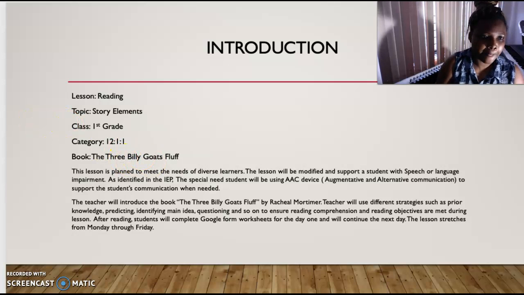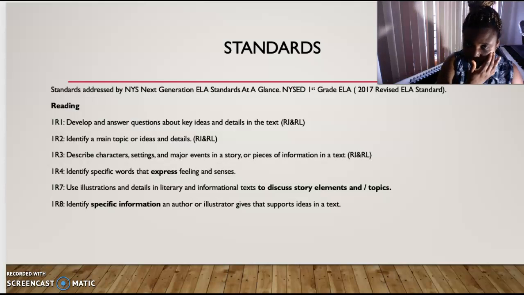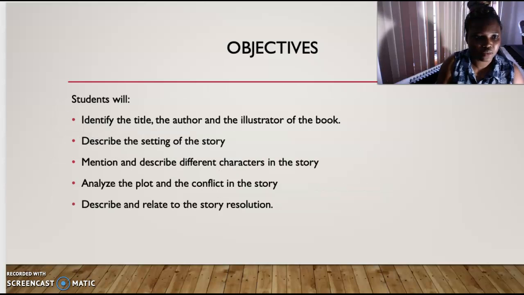This is the mini introduction of the lesson. The standard we are using is the New York State standard for reading. And right here I have the objectives. The kids at the end of the lesson should be able to identify the title, author, and illustrator, and should be able to explain in their own words, so that we know that understanding and learning has taken place.